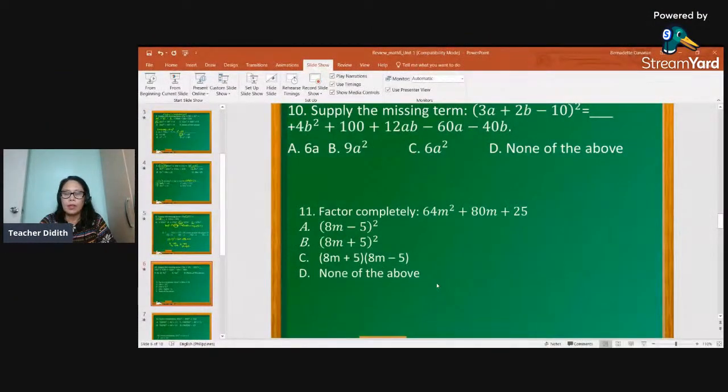Okay. 304. Okay. Number 10 na tayo guys ha. I hope nakikita yung screen for number 10.